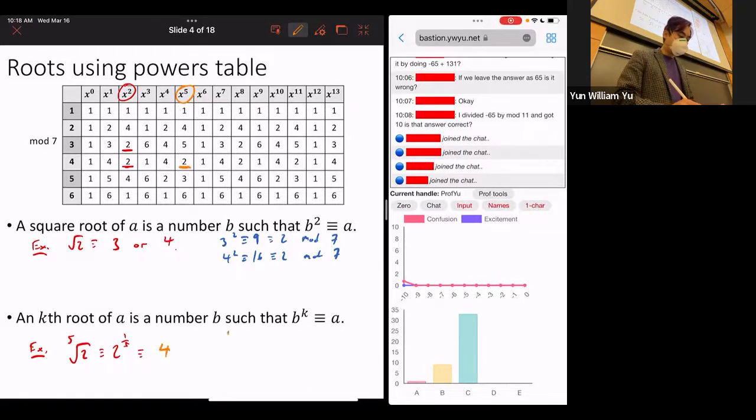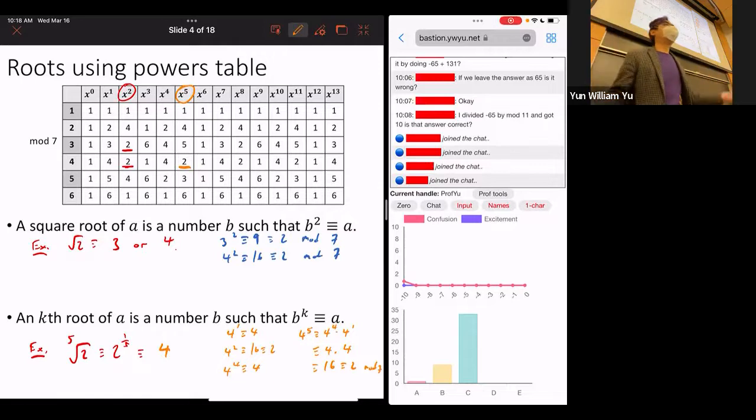And you can double check this because 4 to the 1 is just congruent to 4. 4 squared is congruent to 16, which is congruent to 2. And then 4 to the 4 is congruent to 4. So then 4 to the 5 is congruent to 4 to the 4 times 4 to the 1. Wait, did I do that right? 4 to the 5, 4 to the 4, 4 times 4, which is congruent to 16, which is congruent to 2 mod 7. Okay, yep.